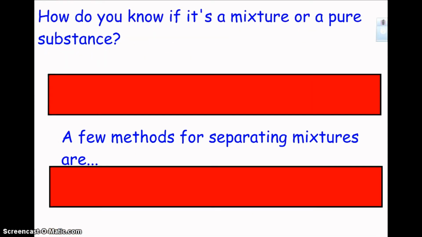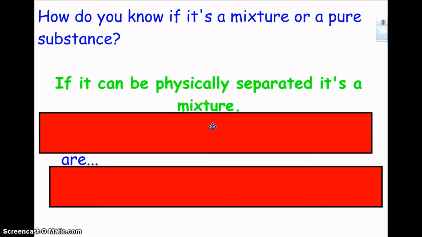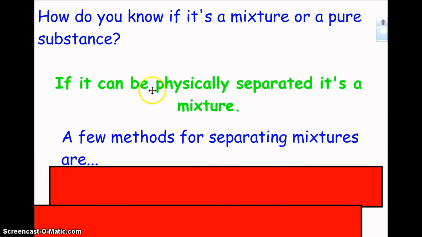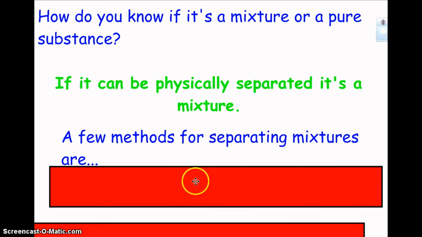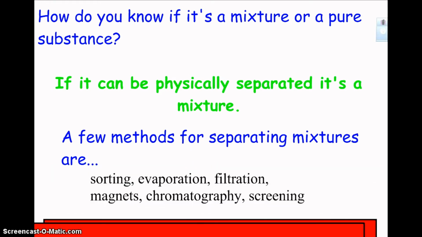Moving on. So, how do you know if it's a mixture or a pure substance? Well, I'm so glad you asked. You know because it can be physically separated. It's a mixture. So, if you look at a substance and you can physically separate out the pieces of what it's made of, then it's a mixture. Well, how do you know? You know if it follows one of these, or there are several other methods for separating a mixture.